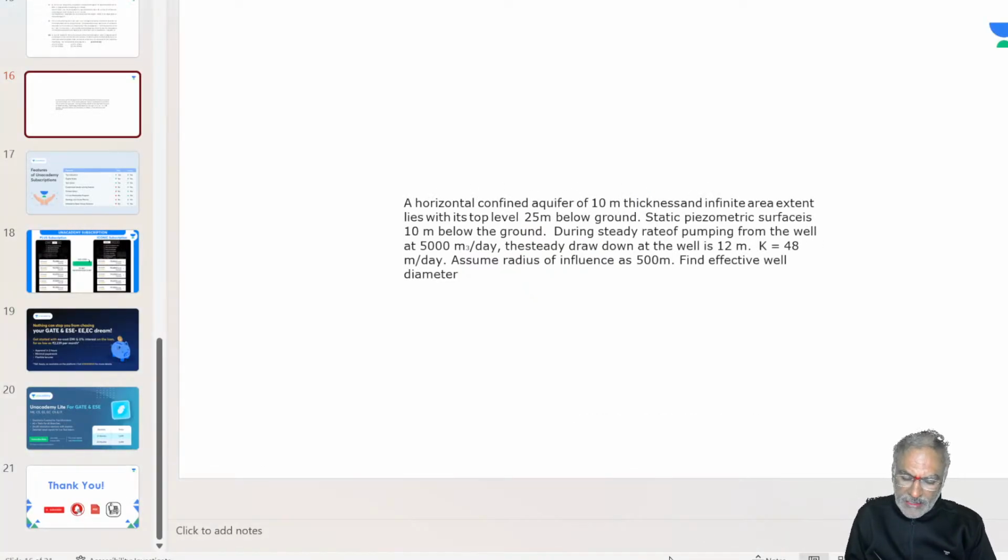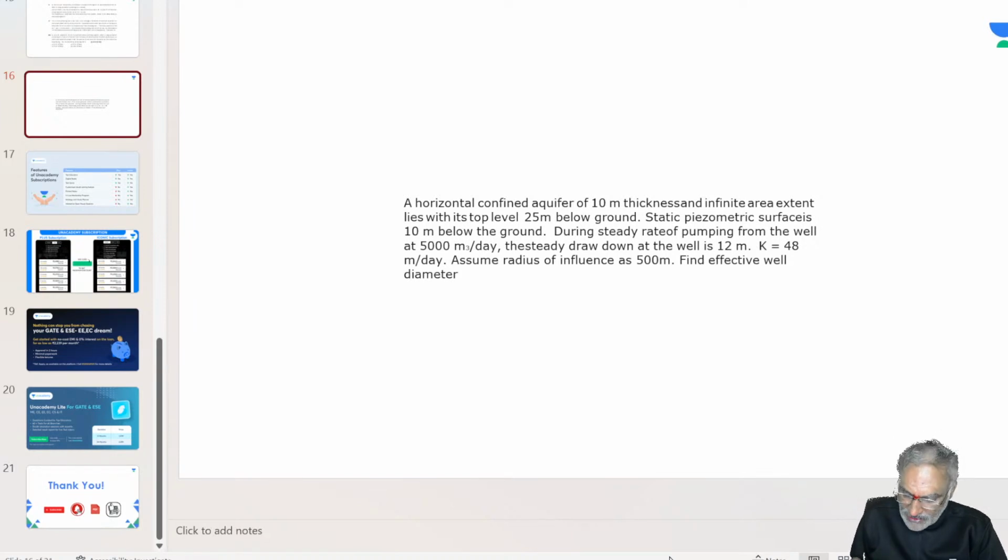A horizontal confined aquifer 10 meters thick and infinite area extent lies with its top level 25 meters below ground level. Static piezometric surface is 10 meters below ground level. During steady rate of pumping from the well at 5000 meters per day, the steady drawdown at the well is 12 meters. K is equal to 48 meters per day. Assume radius of influence is 500. Find effective well diameter. Diameter of the well you have been asked to find out.